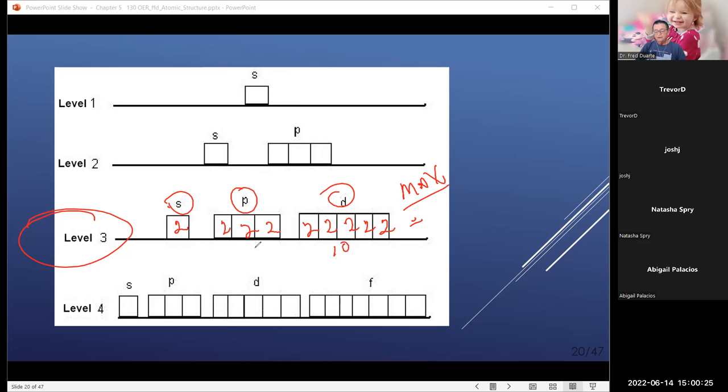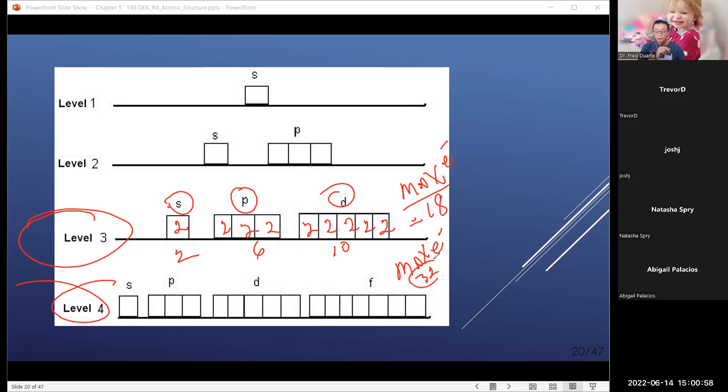I got 10 sitting there, right? 6 sitting there, and 2 sitting there. And you're correct, there's 18. Okay. What about the fourth energy level? What is the maximum number of electrons I can do there? Yeah, 32. Exactly.